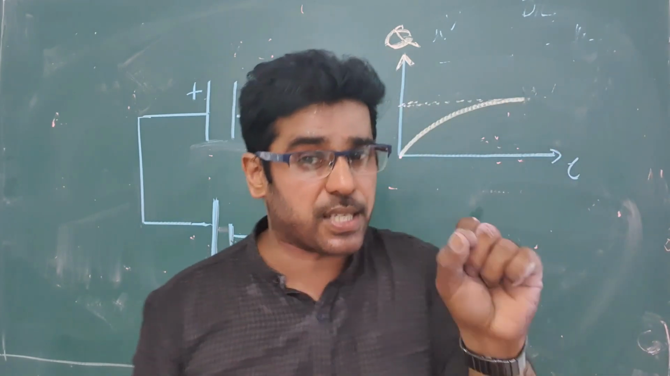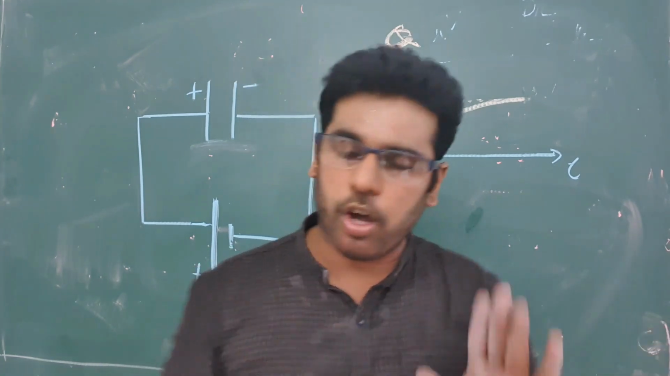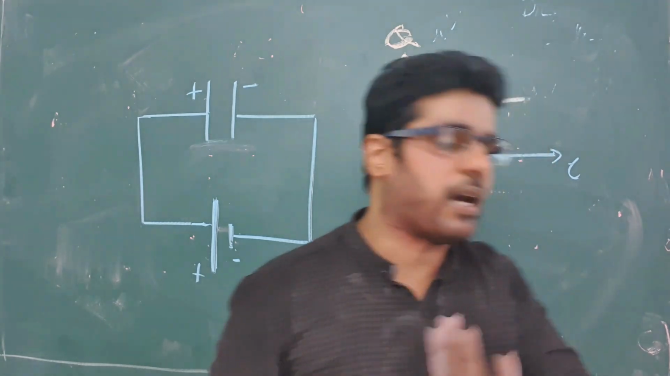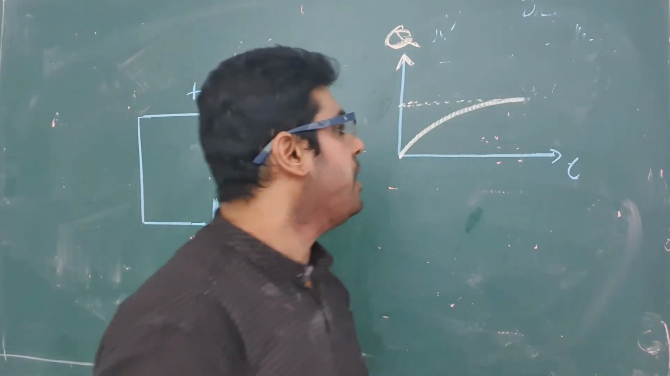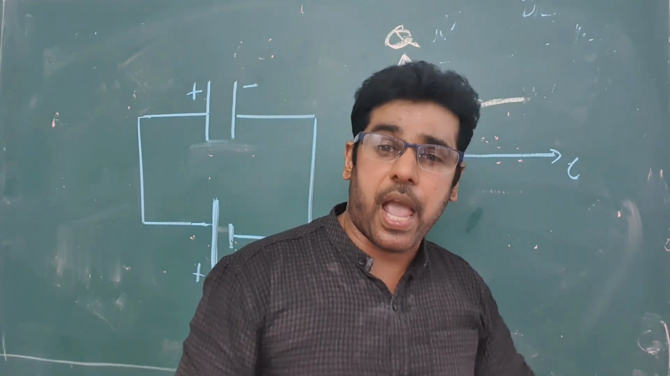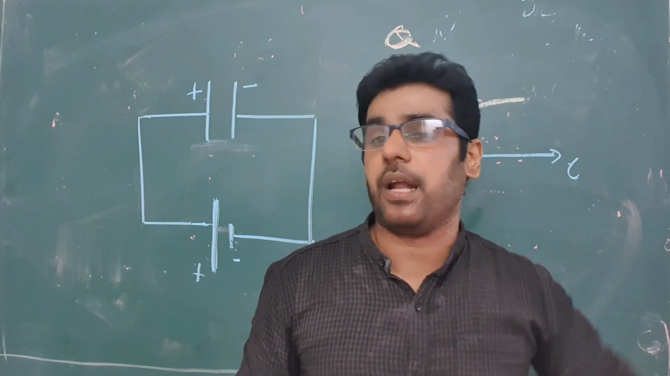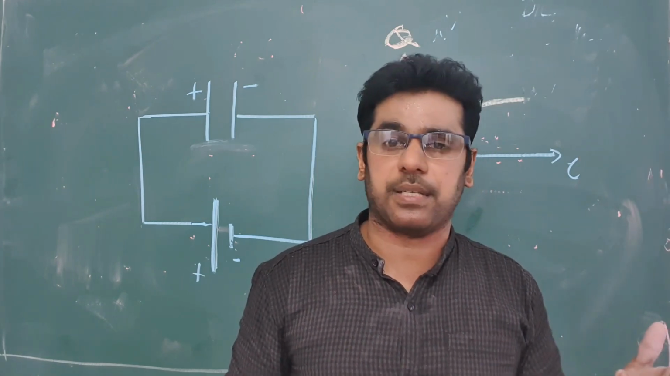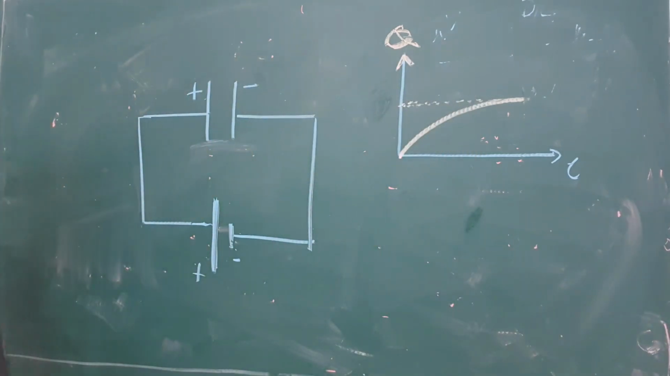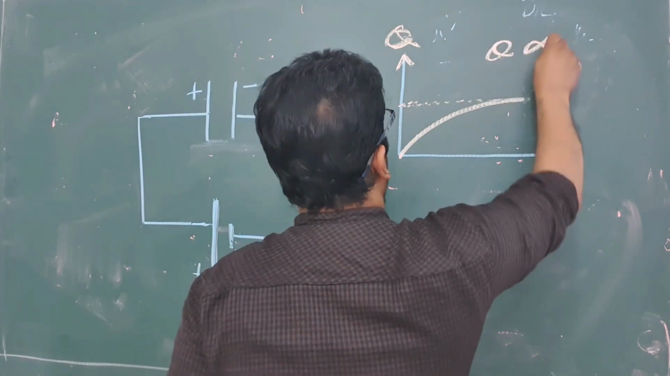So you have to assume that current never goes through the capacitor. Normally, direct current, DC current, does not go through the capacitor. Alternating current, AC current, domestic current, goes through the capacitor. I'll explain why in another class. Right. Now, always Q is directly proportional to V.